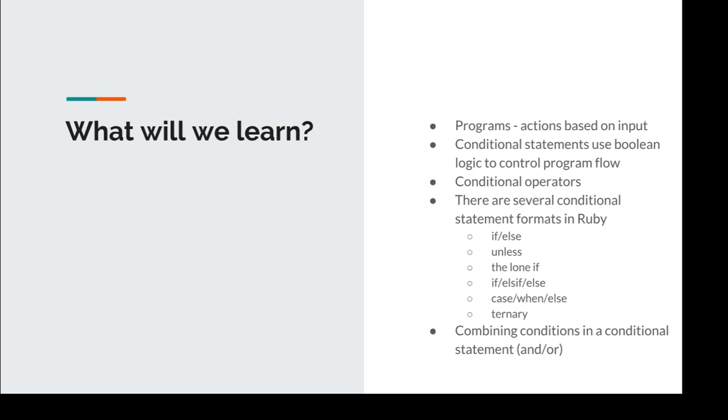Conditional statements use Boolean logic to control the program flow. We'll look at the conditional operators, and then we'll look at the conditional statement formats in Ruby. So there's an if-else, there's an unless, there's the lone if, there's an if-elsif-else, and there's a case when else, and there's something called a ternary. So we'll look at all of those different formats and examples of those, and then we'll look at how we can combine conditions in a conditional statement using Boolean logic.